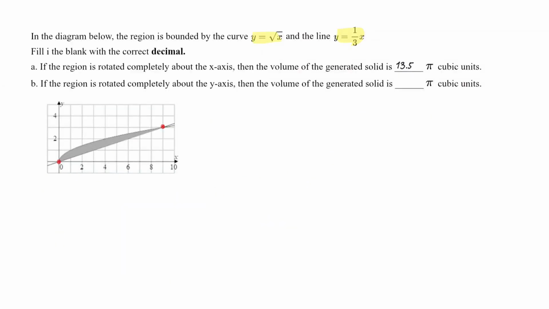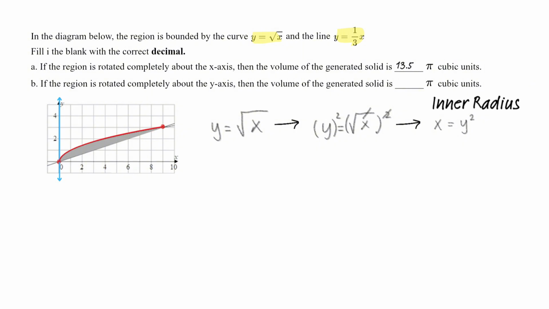Now part B, we rotate around the y-axis. This changes our perspective. Everything must now be in terms of y. At first, we rewrite the functions. For y equals the square root of x, then x equals y squared. This is now our inner radius. As for the second function, y equals 1 over 3x, then x equals 3y. This is now our outer radius.